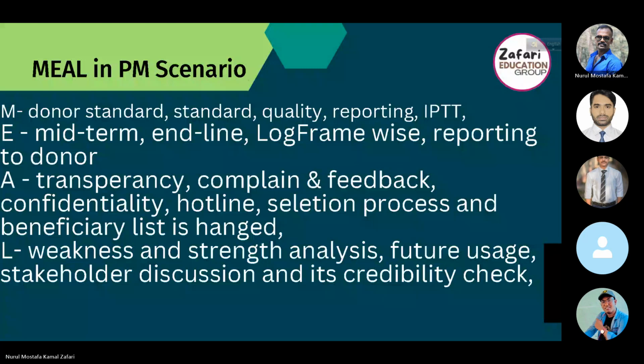Evaluation is to check the effectiveness of the intervention, whether the intervention is going well, and also whether the intervention is effective and efficient. Accountability is to ensure that the organization and the staff members are accountable to the beneficiaries, to the rights holders.